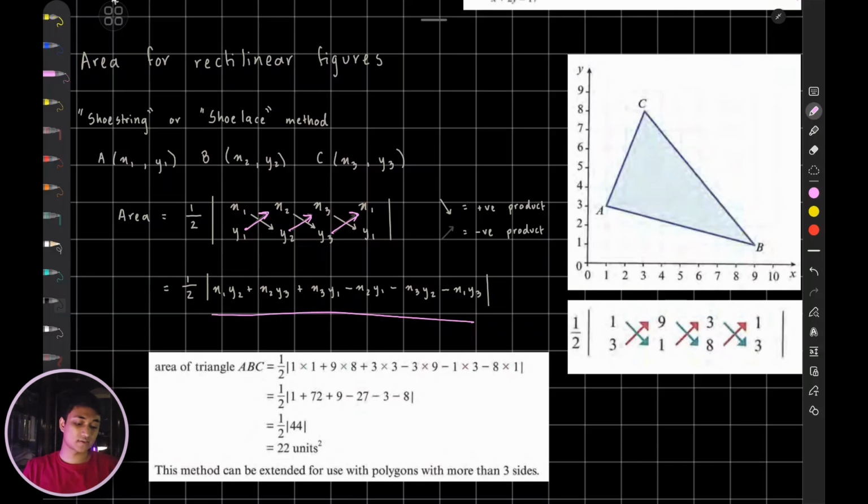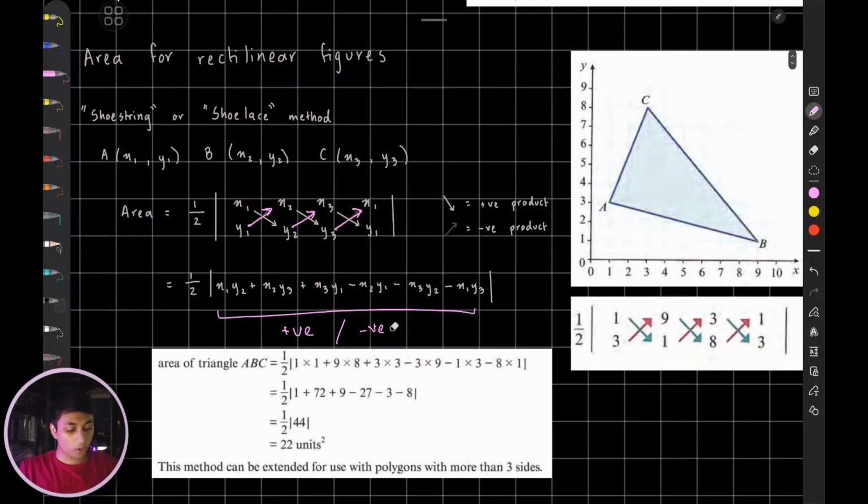Now, what is the purpose of the modulus function? The point is the area is never negative. Whatever value you get over here may be positive or negative, depending on whether you're going clockwise or anti-clockwise. Based on that, your value inside will be either negative or positive. So to omit that, you have the modulus function, because area is of course a scalar value. So it's never going to be negative. Hence the modulus function.